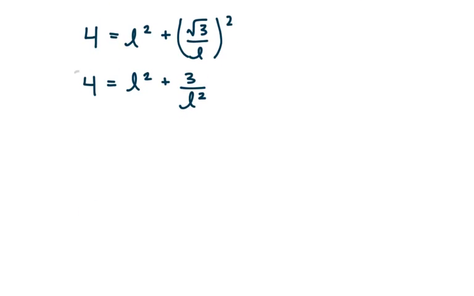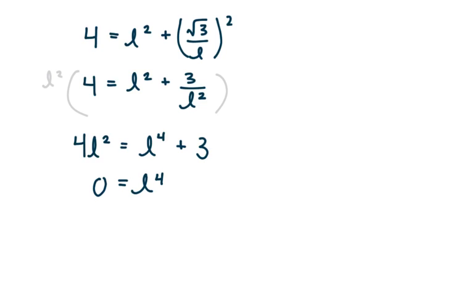At this point, I'll multiply this equation on both sides by the LCD, which is L squared, which gives me 4L squared equals L to the fourth. L squared times L squared is L to the fourth, plus 3. Now we have a quartic polynomial. And when we're dealing with quartic, cubic, or even quadratic polynomials, we like to write them in descending order equal to 0. So I have 0 equals L to the fourth minus 4L squared plus 3.